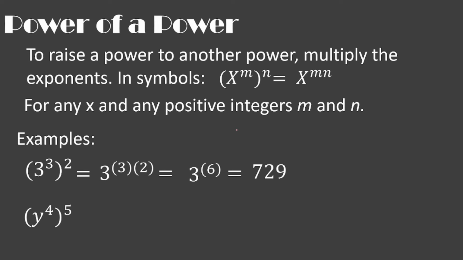Let's have y raised to 4, raised to 5. So that will be equal to y raised to 4 times 5. So we simply multiply the exponents here, right? The exponent and the power here. So 4 times 5 is 20, so that will give us y raised to 20.